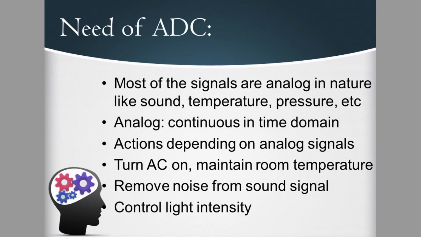So why is ADC needed in electronics applications? Most of the signals are analog in nature, like sound, temperature, pressure, light intensity, etc. These signals are continuous in time domain. There may be certain actions depending on these analog values, such as to turn on the AC at a particular temperature, maintain the room temperature at 25 degrees Celsius, remove noise from the audio signal, and control the light intensity.